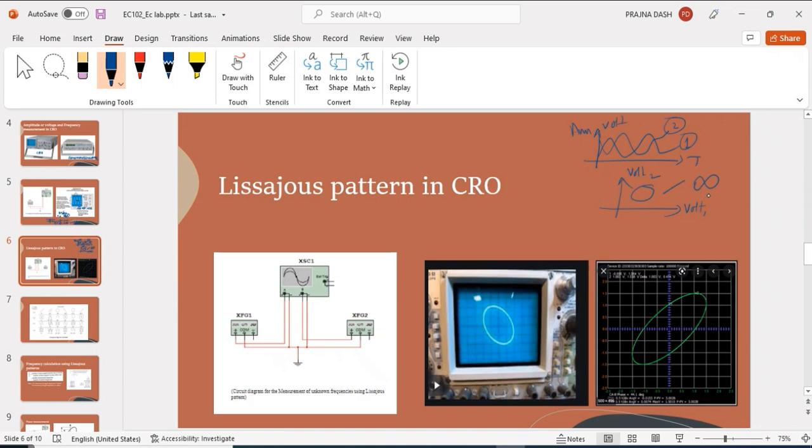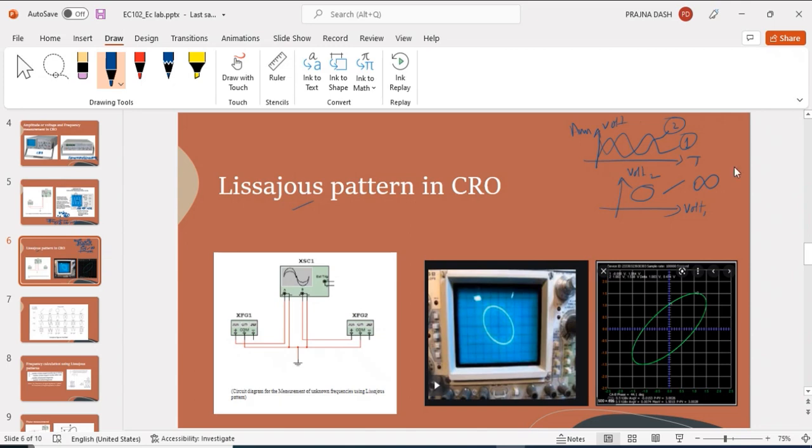These are called Lissajous patterns. In that case we represent two signals simultaneously and plot the amplitude of one signal versus the amplitude of the other signal. From that pattern, a lot of information can be obtained. As per our experiment, we will calculate the frequency of one signal based on the frequency of the other signal, and we will calculate the phase difference between both signals.